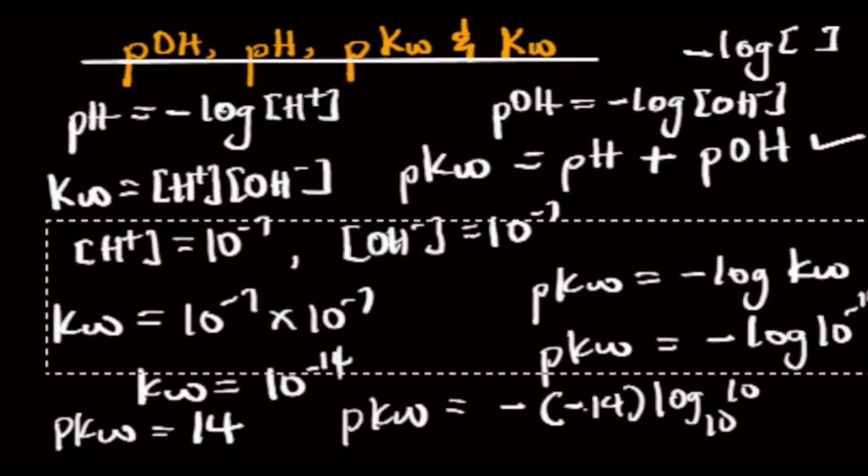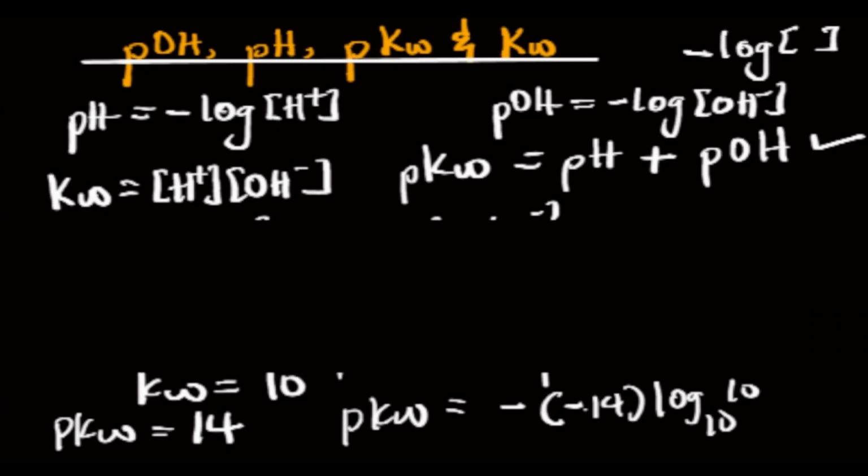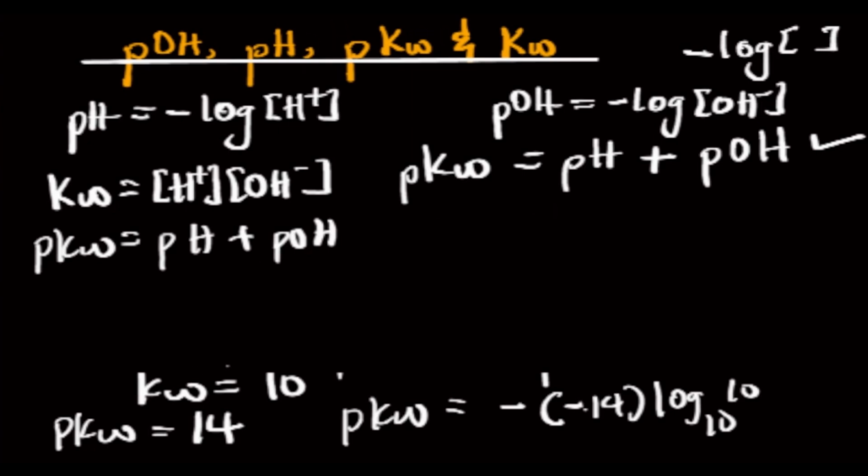Let's see the final expression I'm going to have here. Since pKw equals 14, if I come back to this, recall we have pKw equal to pH plus pOH. Then that shows that pH plus pOH equals 14. So that's exactly what I'm going to have.